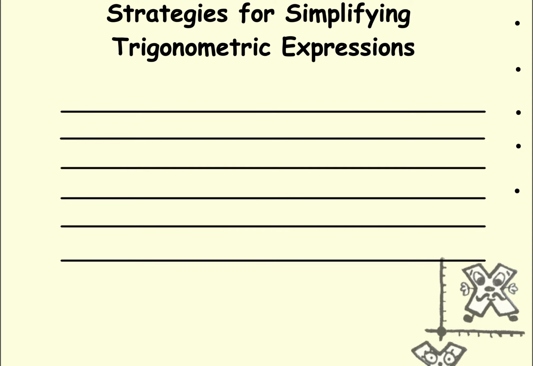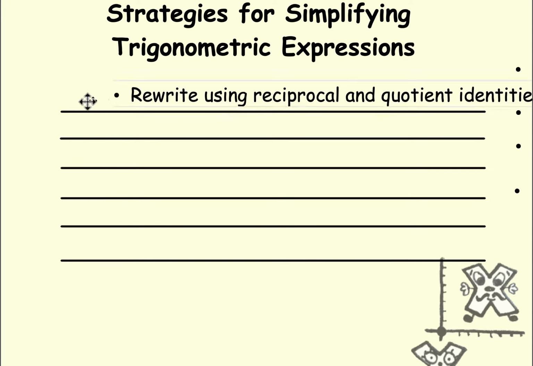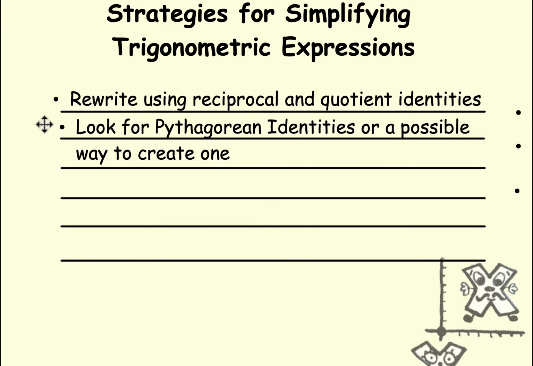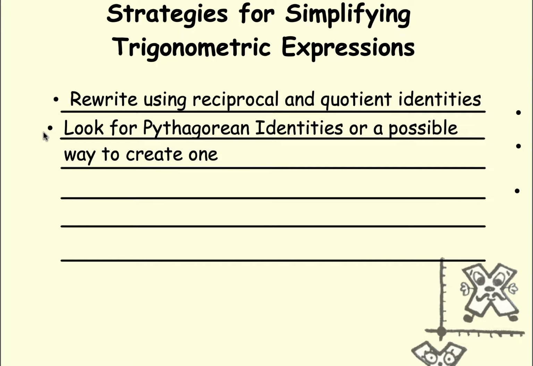Okay, some general strategies. These are not in order. That's why they're not numbered. It's not like a 1, 2, 3 thing. So just some things that you're going to be looking for. You're going to be looking for opportunities where you can use any reciprocal and quotient identities. You're going to be looking for any Pythagorean identities. You'll see those because you see some squares, addition, subtraction, etc. Or a possible way to create one even.